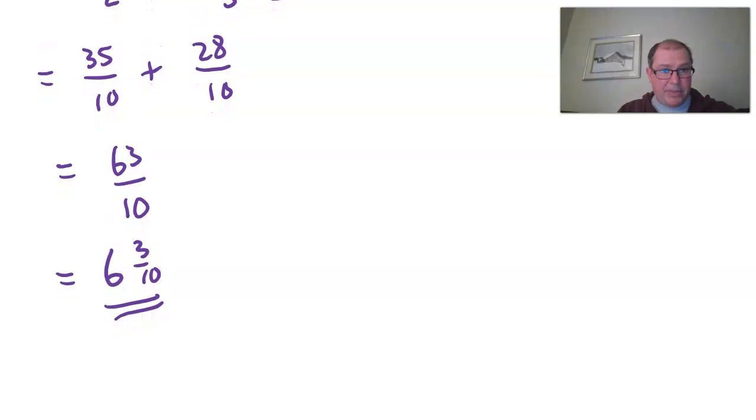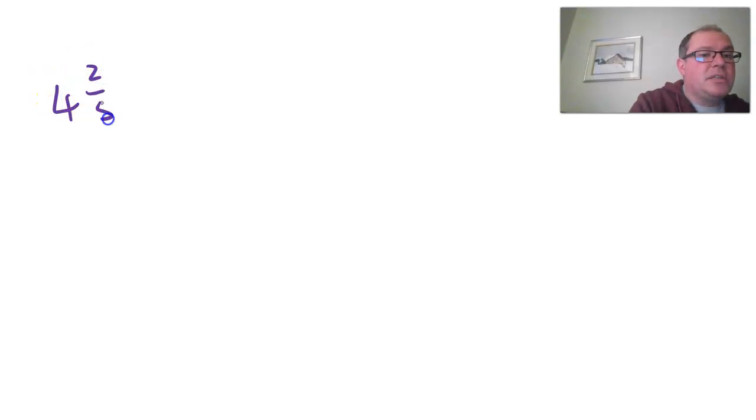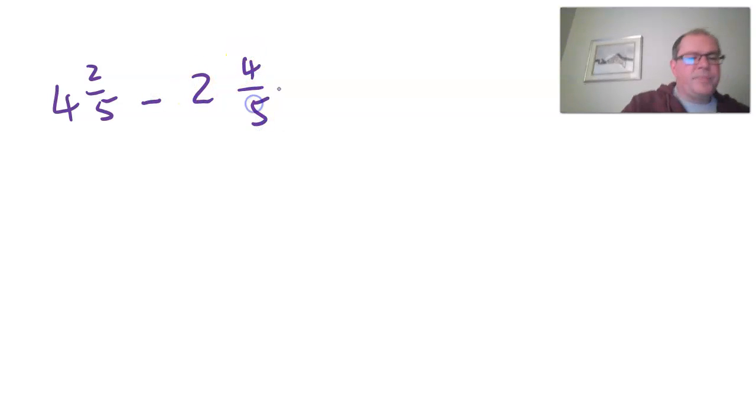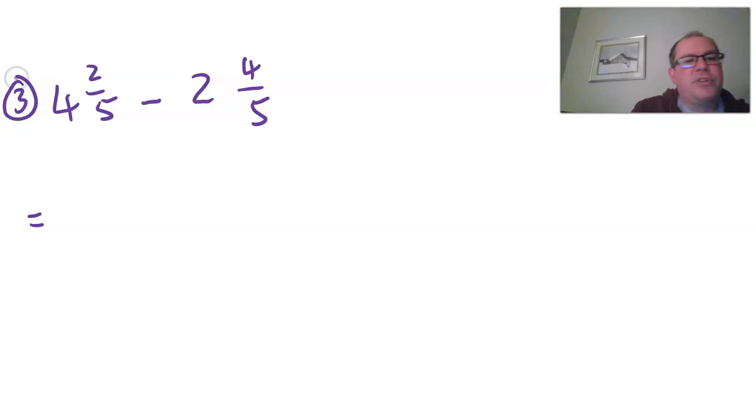Okay, now the second method might be better when we're actually subtracting fractions. Let's have a look at subtracting fractions. So let's do 4 and 2/5 minus 2 and 4/5. So on this question, we've actually got that they're already fifths. So I'm making this one slightly easier. So basically, I'm going to write them both as improper fractions now. This is, in my opinion, the easiest way to do subtraction.